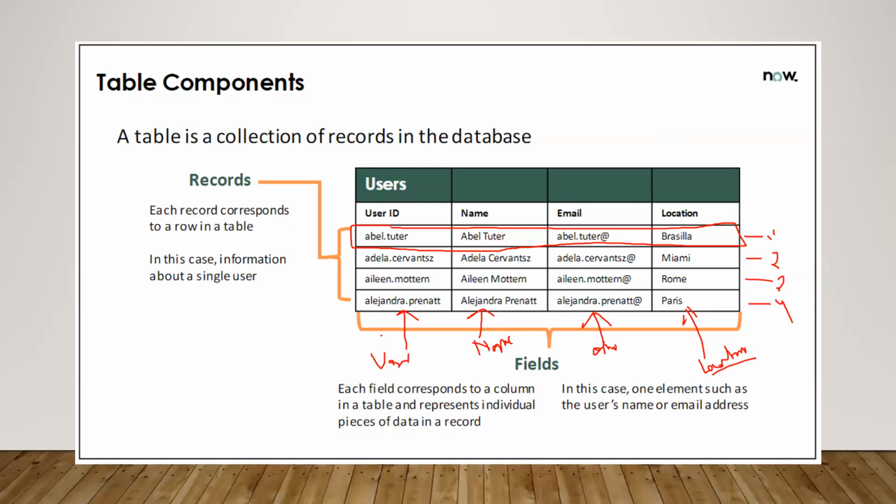Is it clear now? Yes. So column is field and row contains records. Yes, exactly.